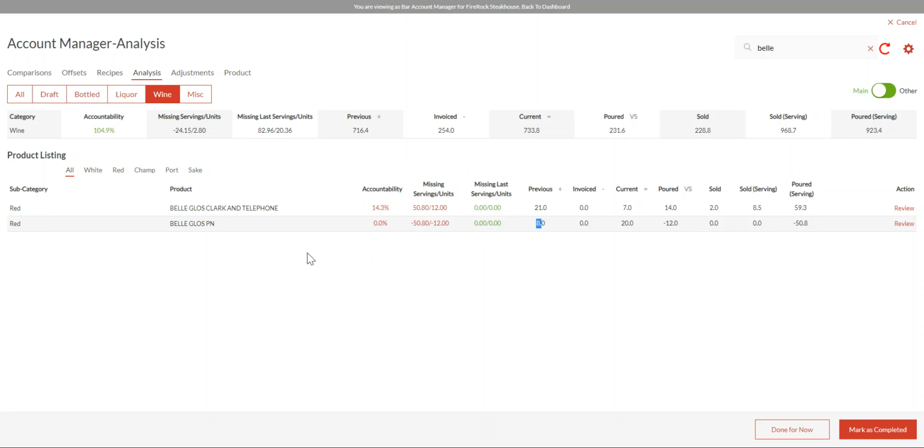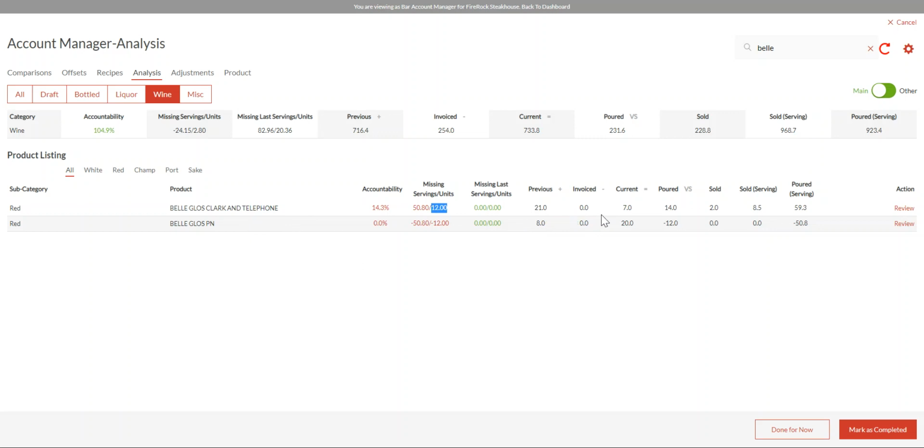The other type of flip-flop here is a flip-flop between two products within the same cycle. So these are both in the same date. And you can see here that one of these wines is over by 50 servings or 12 bottles, whereas the other one is missing 12 bottles, the exact opposite amount. Obviously indicates that we've confused these two similar products.